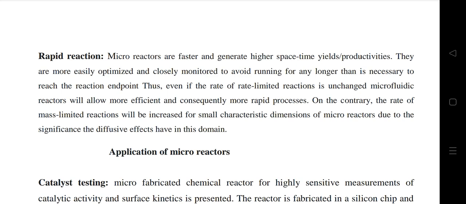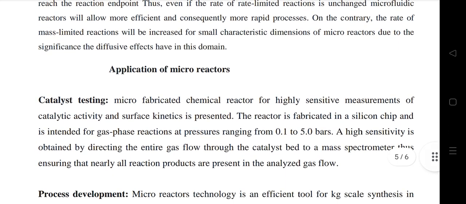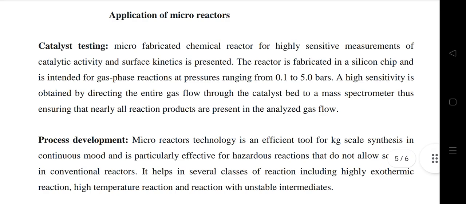On the contrary, the rate of mass limited reactions will be increased for small characteristic dimensions due to the significant diffusive effect that is built into the domain. Now we talk about the applications of microreactors, where these microreactors are used. They are used in various fields.